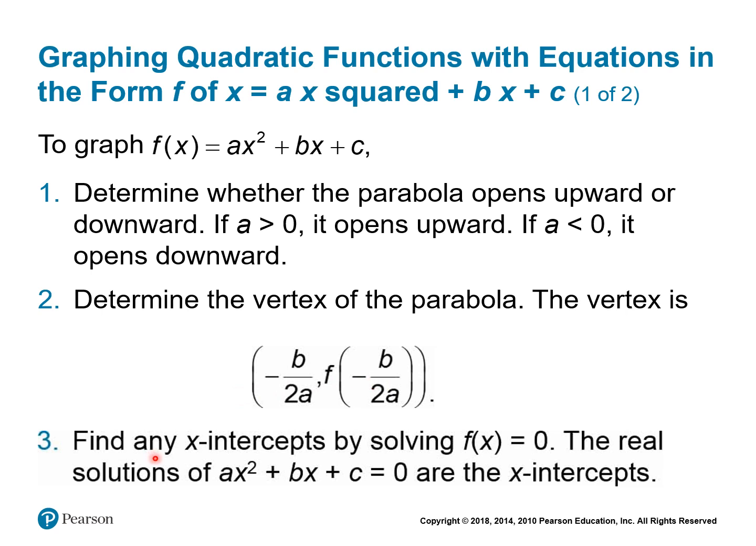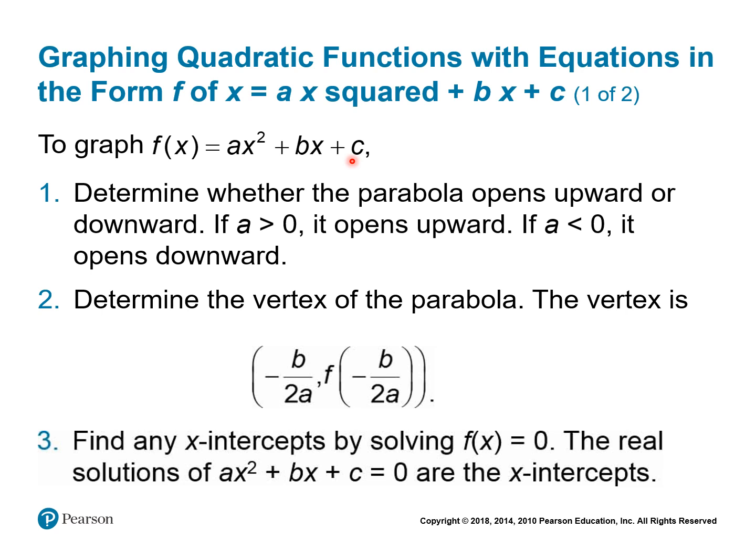Then we need to find any x-intercepts by solving f of x equal to 0. So this whole expression has to be made equal to 0. Remember, at the x-intercept, the y-coordinate is always 0 for any point on the x-axis. So we just have to replace f of x with a 0 and solve this equation for x. If we can use the factoring method, we can do that.